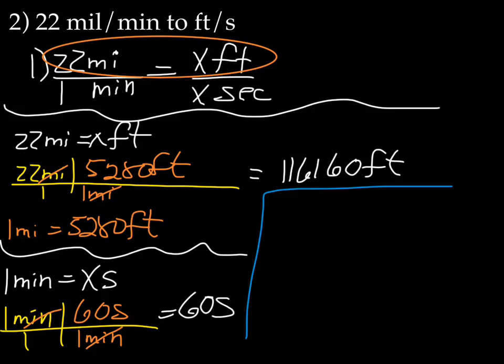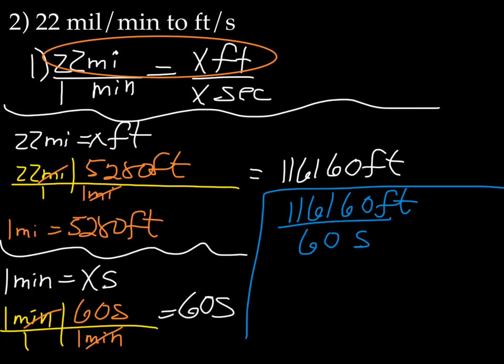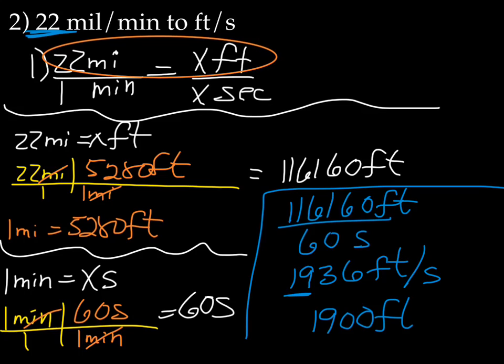And right here, we have 116160 feet over 60 seconds. And when you divide, you end up with 1936 feet per second. But when we go back and look at the sig figs, our sig figs is going to be 2, which means we're going to keep those 2. We're going to have to round up, right? We can't drop, otherwise we'll end up with the answer of 19 instead of 1900. So we'll have 1900 feet per second.